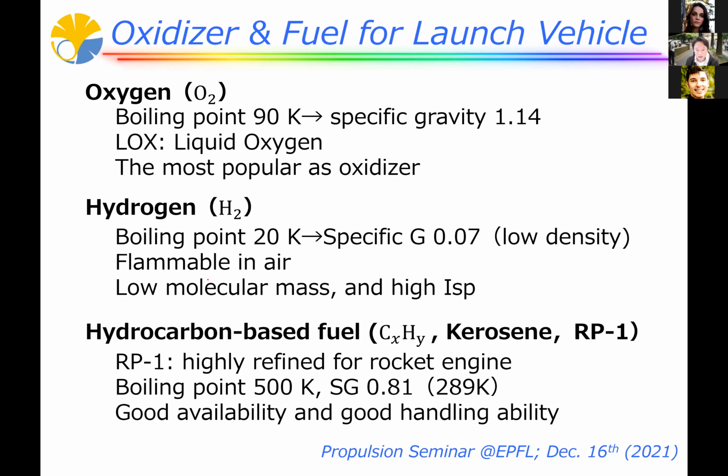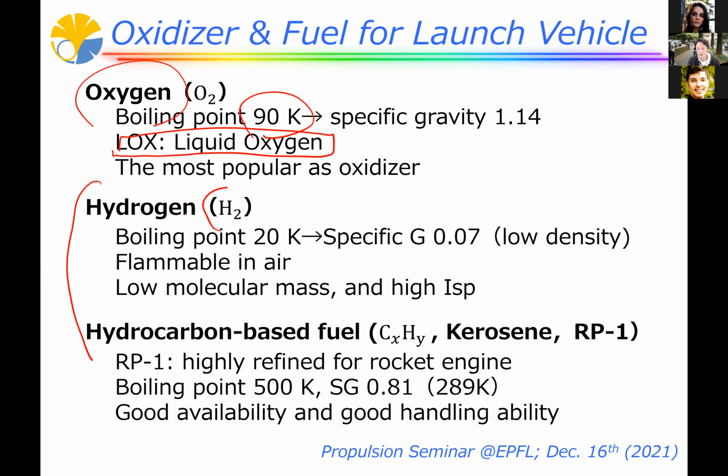And this slide shows typical propellants for launch vehicles. I think the most typical oxidizer would be oxygen, and especially to compress this oxygen to a very small volume, we use liquid oxygen, and this means we need a very low temperature, like 90 Kelvin. So this kind of system is called a cryogenic system. And also there are two typical fuels. The first one is hydrogen, and the second one is hydrocarbon-based fuel.